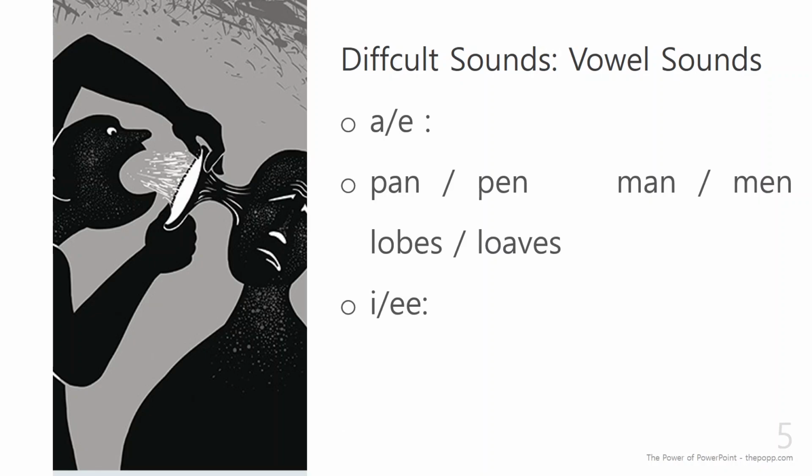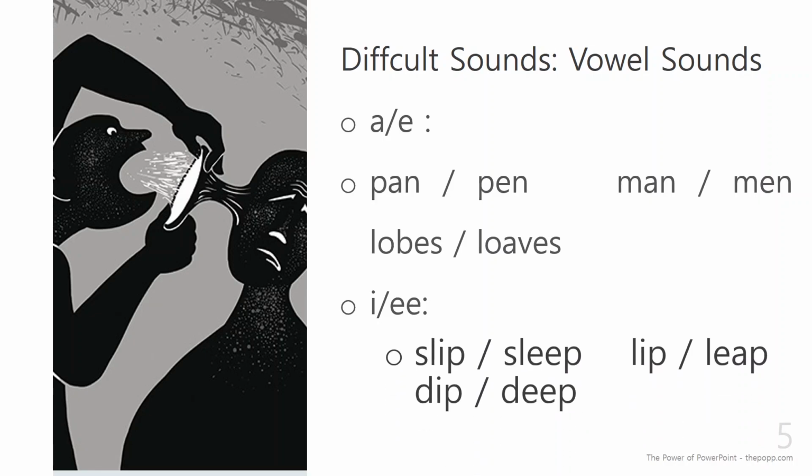Other vowel sounds that Korean speakers have difficulty with are what we call the short I and long E, or just I and E. Slip, sleep. Lip, leap. Dip, deep.